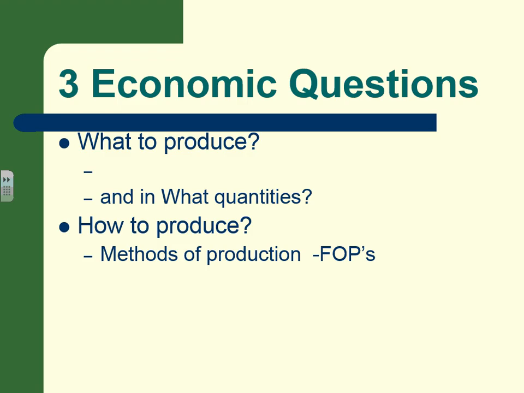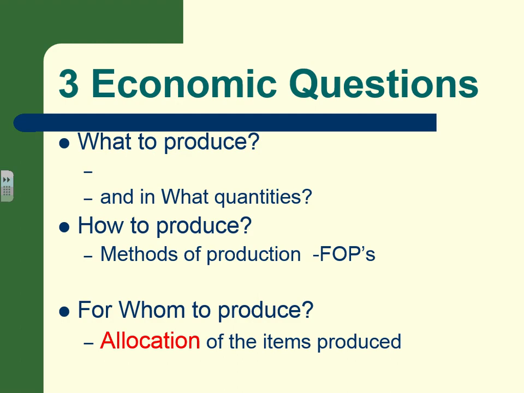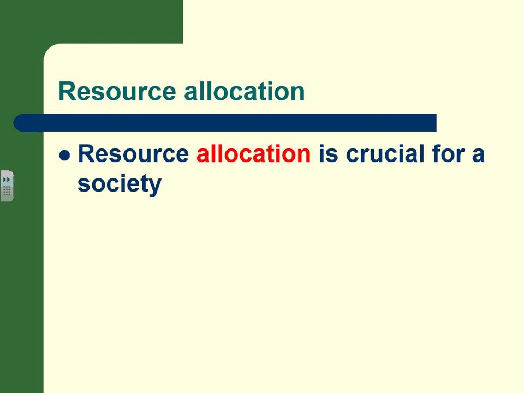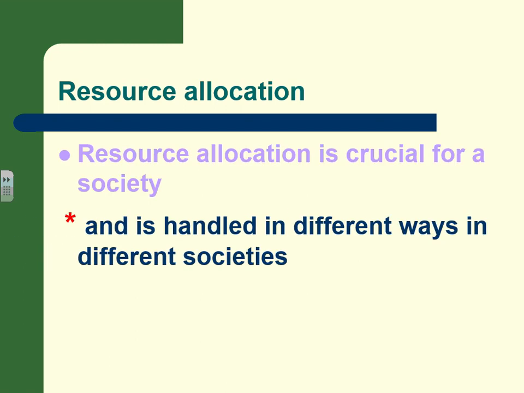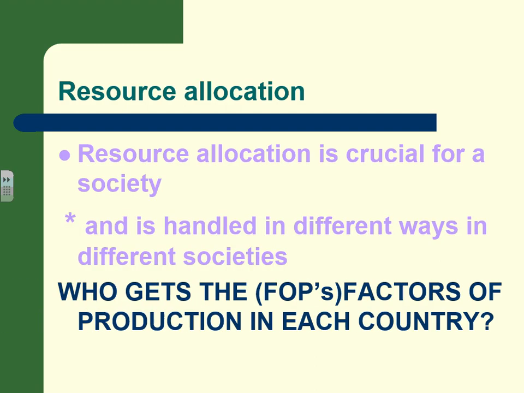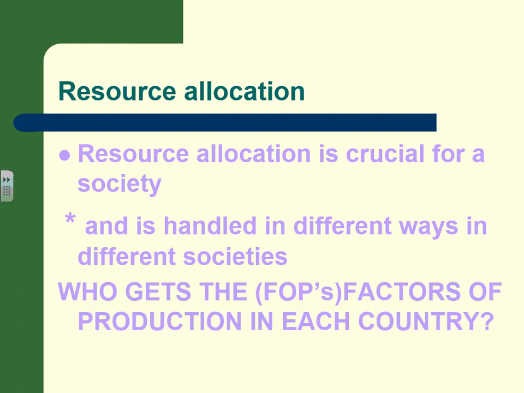how to produce it, and that deals with the factors of production and methods of production, and for whom, which is the most critical question of all, and that is who's going to get the goods and services, and that's an allocation issue. So allocation is critical. If resources are not handled and distributed correctly, well then there can be all kinds of conflicts. And the answer to who controls the resources will tell you what kind of economic system they have.